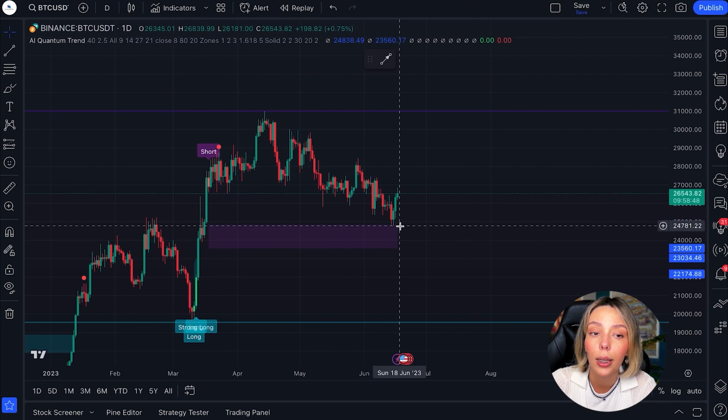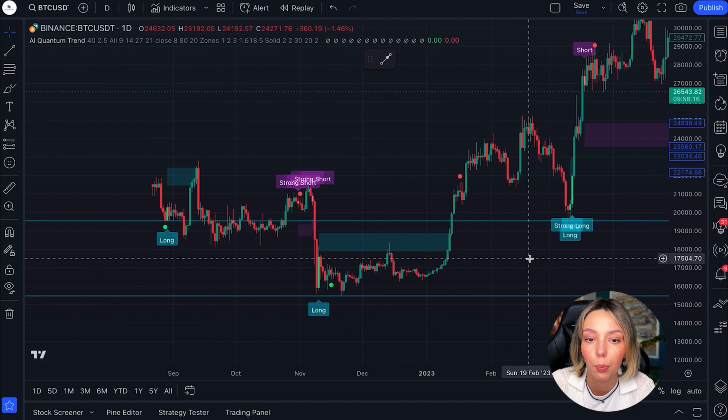So let's calculate how much time has passed. Here we went long, earned 30%, 10 days passed, and then we opened shorts. We are in the red for a long time, but within 87 days we closed this trade with 10% profit.